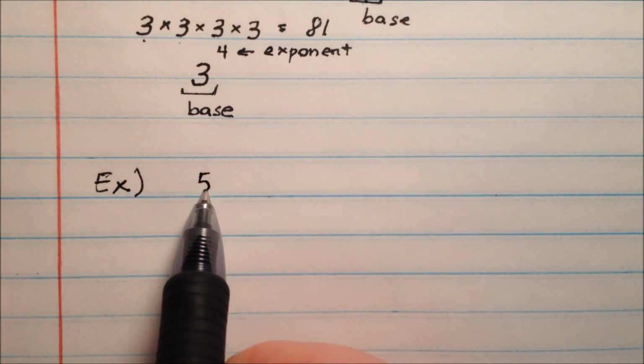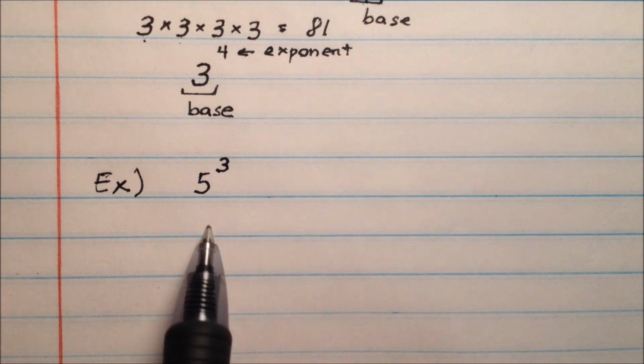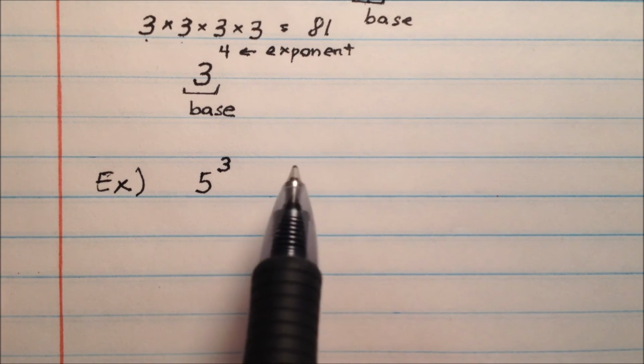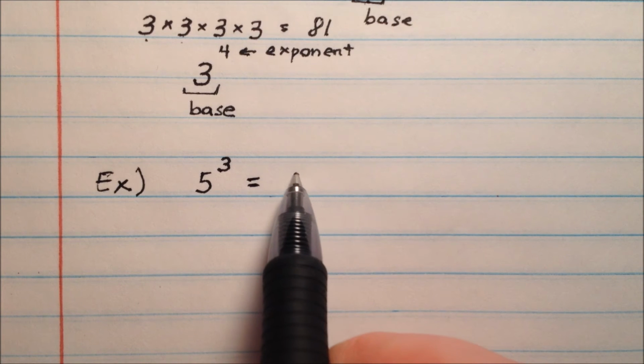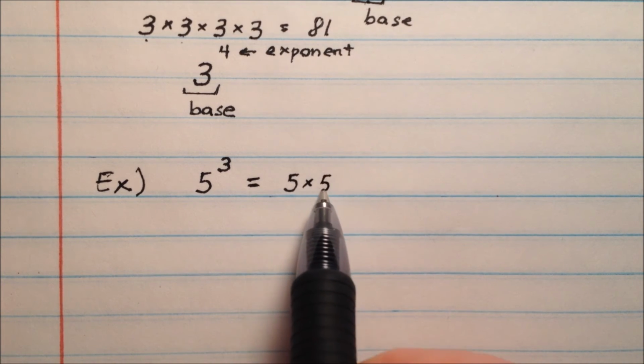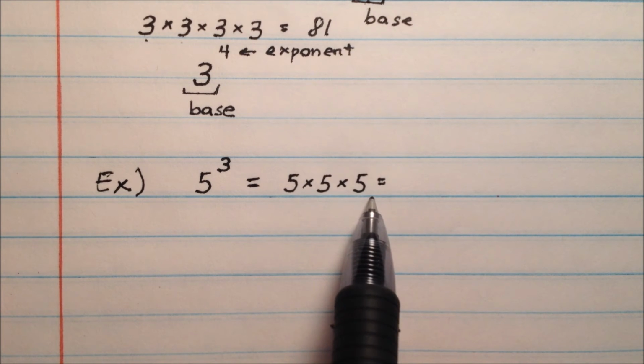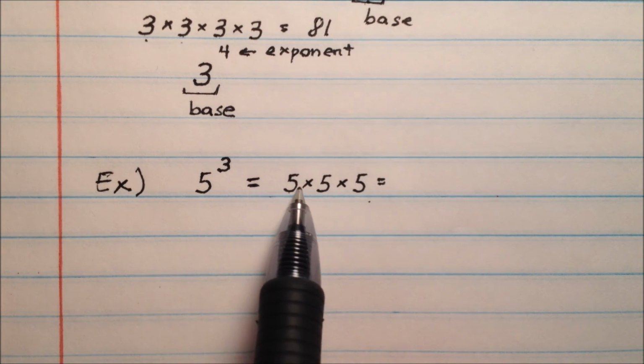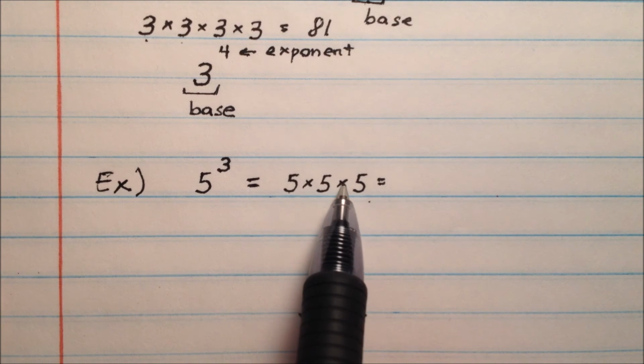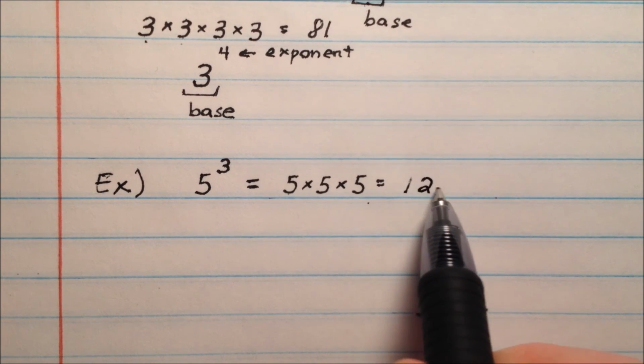If we have 5 to the power of 3, or we call this 5 cubed, we can rewrite this in expanded form and say 5 times 5 times 5. And the way we can solve this, or simplify it, is 5 times 5 is 25, and then times 5 more is going to be 125.